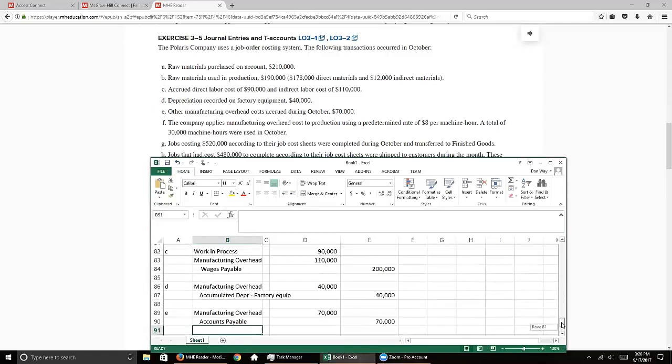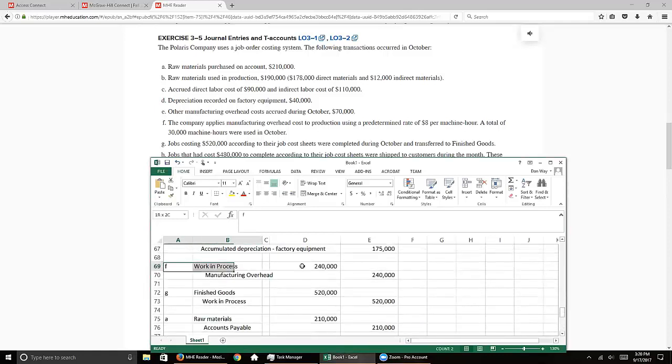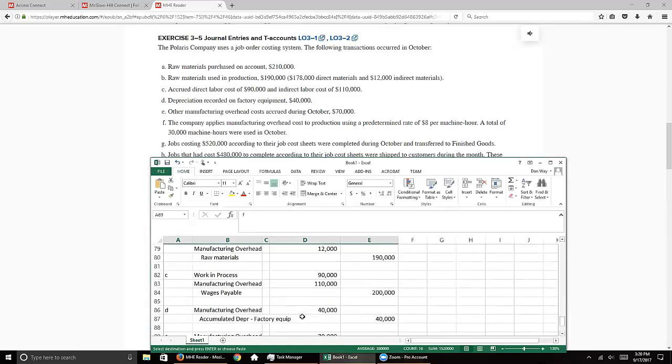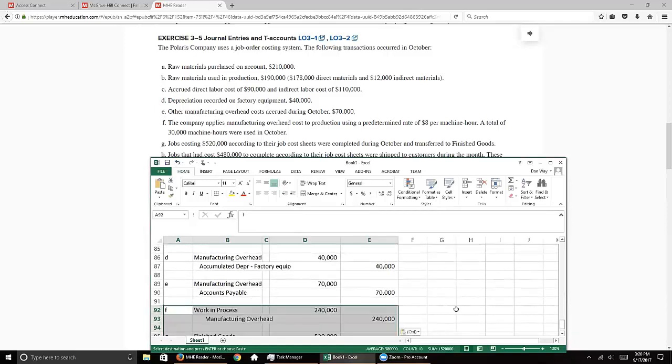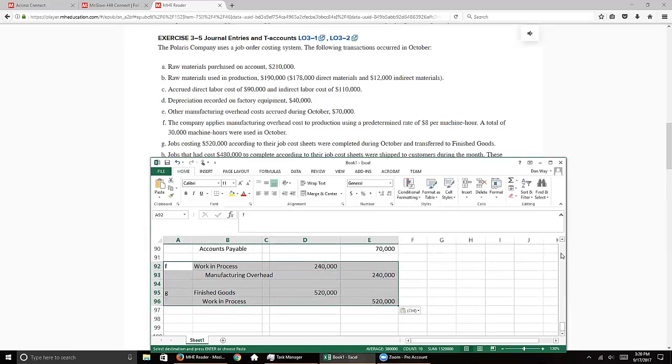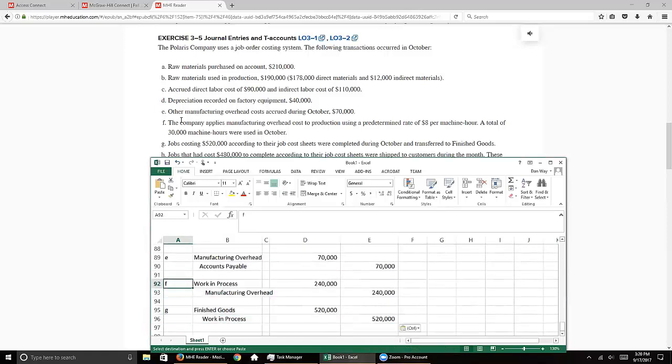Let me copy F and G down here just to reiterate them quick, since we're going end to end. So F said, if we recall, the company applies overhead to production using a predetermined rate of $8 per machine hour, and a total of 30,000 machine hours were used in October. So for F, we debited work in process and credited manufacturing overhead for 240,000. And that's the $8 per machine hour times the 30,000 machine hours that were used.